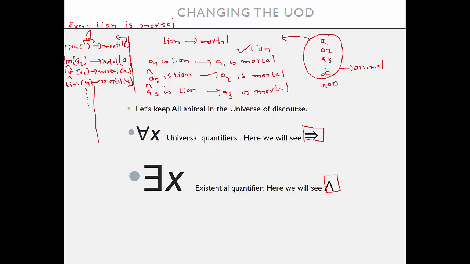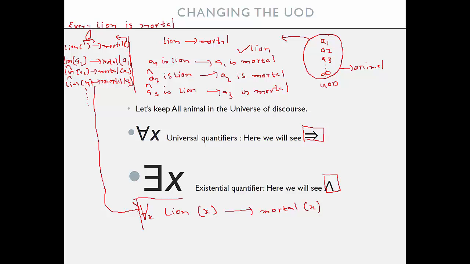Let me represent it here. So we would represent this with variable x. So if x is a lion, then x is going to be a mortal. And we're talking about every lion is mortal. So for all lions, for all x, if x is a lion, then x is mortal. That's how we would represent this.